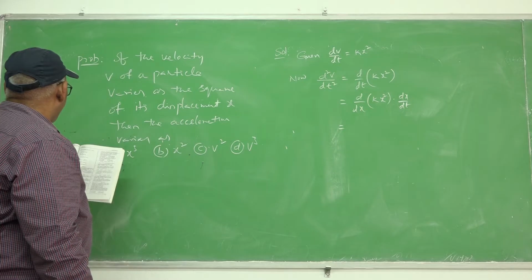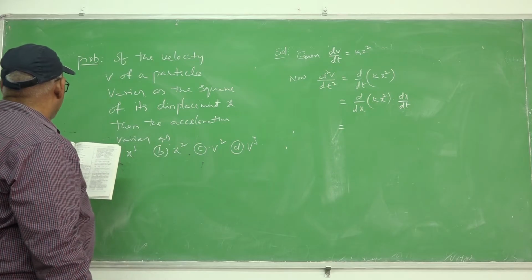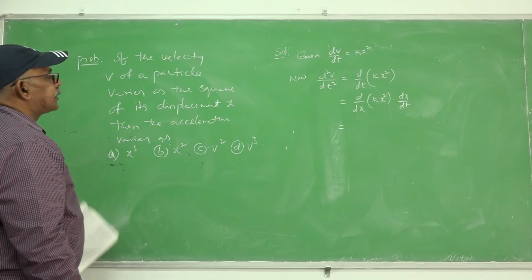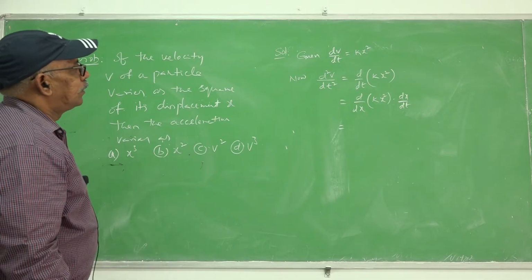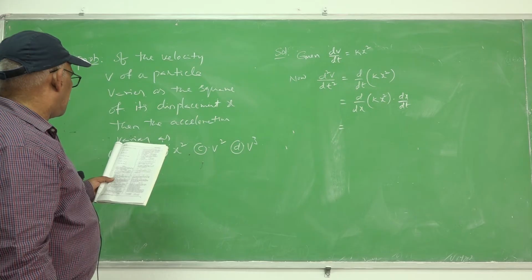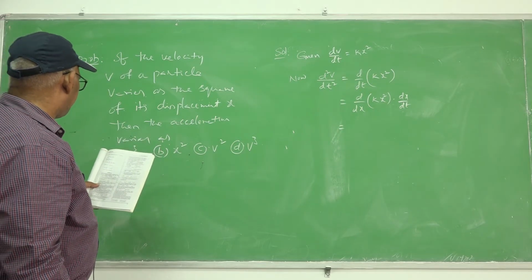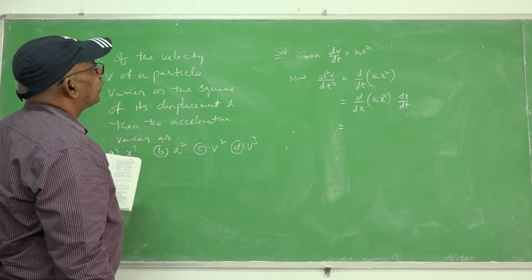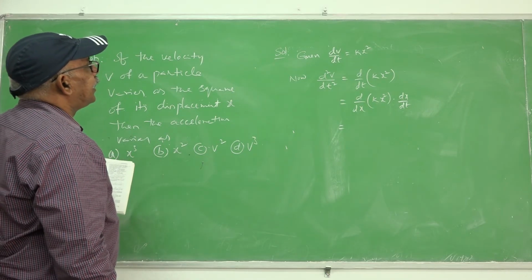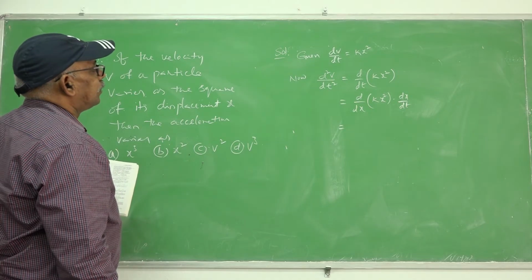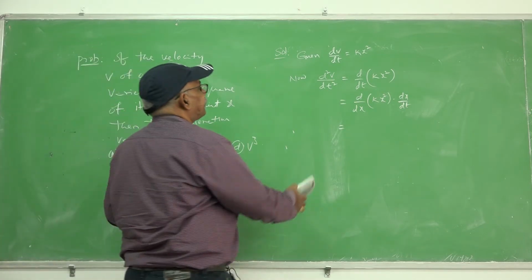The velocity v of a particle varies as the square of the displacement. Then the acceleration varies as the square of its displacement. Okay, dv by dt is itself, sorry, I am sorry.